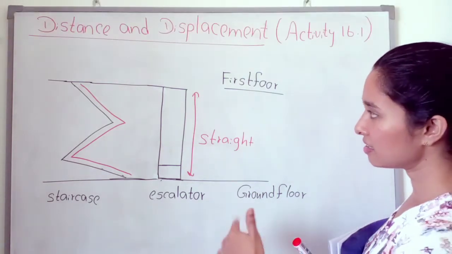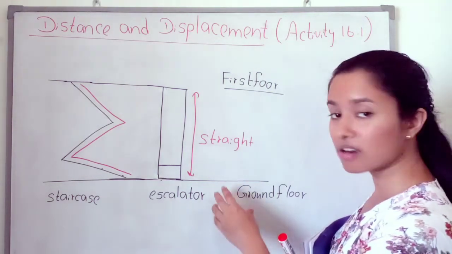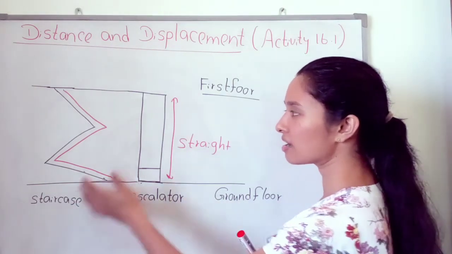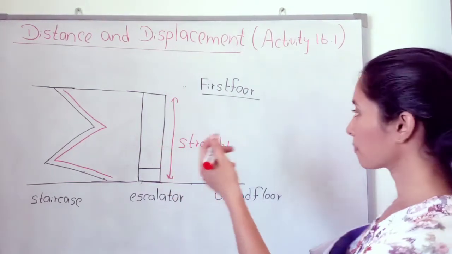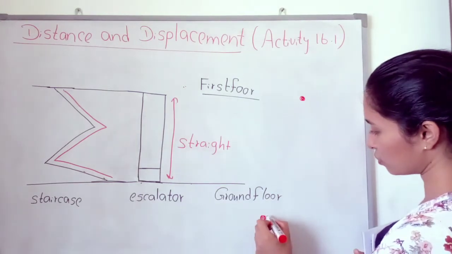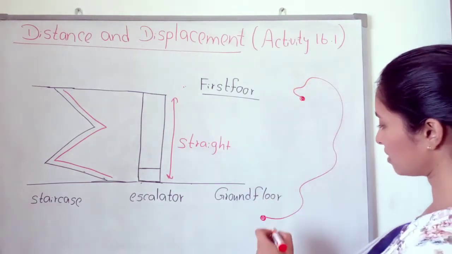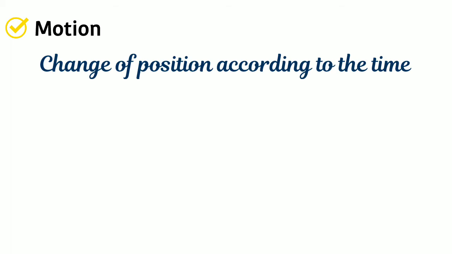Your position is changed according to the time. At first, you are here on the ground floor and we can use the escalator or staircase to go to the first floor. Then you are going to the first floor. Your position is changed. And we can talk about the previous practical. These are the two cities. And here, from one city to another city, your position is changed. So this incident we call motion. Motion means the change of position according to the time. The change of position with time.